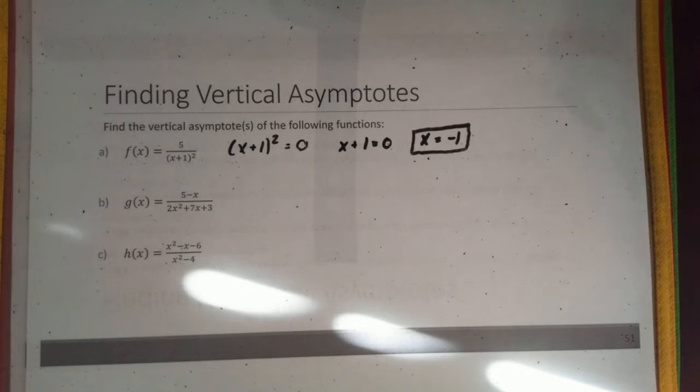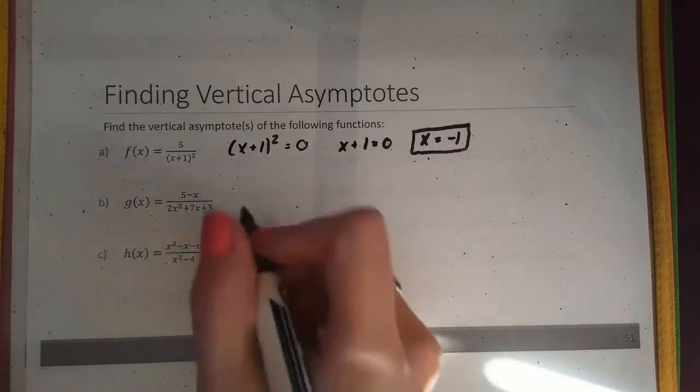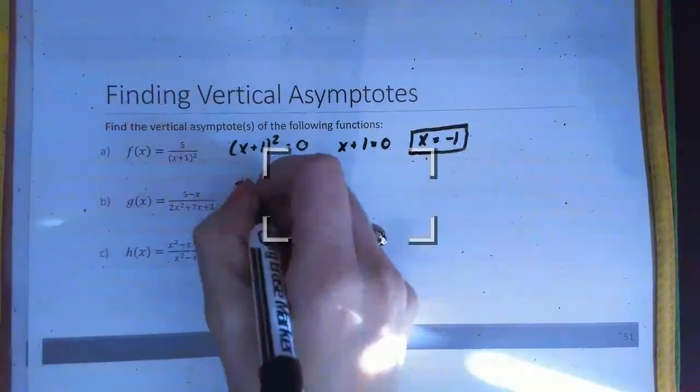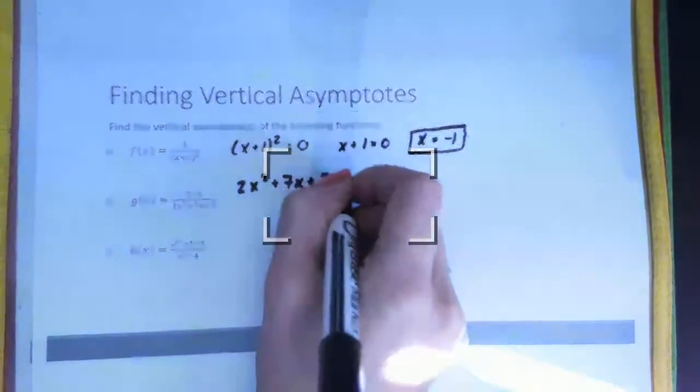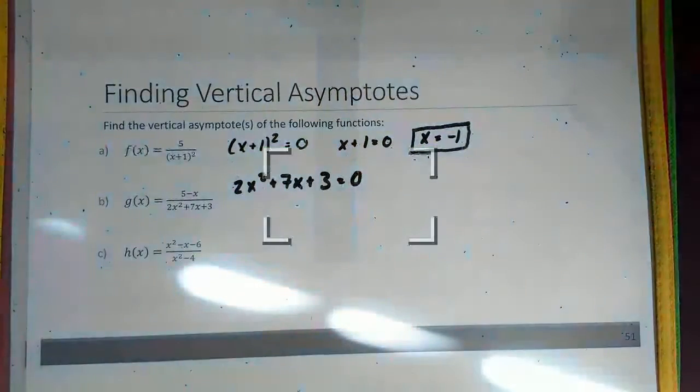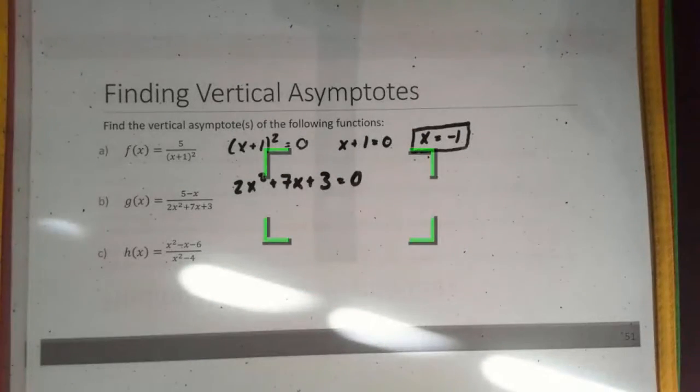Next up, we're looking at g of x. G of x is equal to (5 minus x) over (2x squared plus 7x plus 3). I am going to take that denominator and set it equal to 0. So 2x squared plus 7x plus 3 is equal to 0. And I could either factor that or use the quadratic formula.